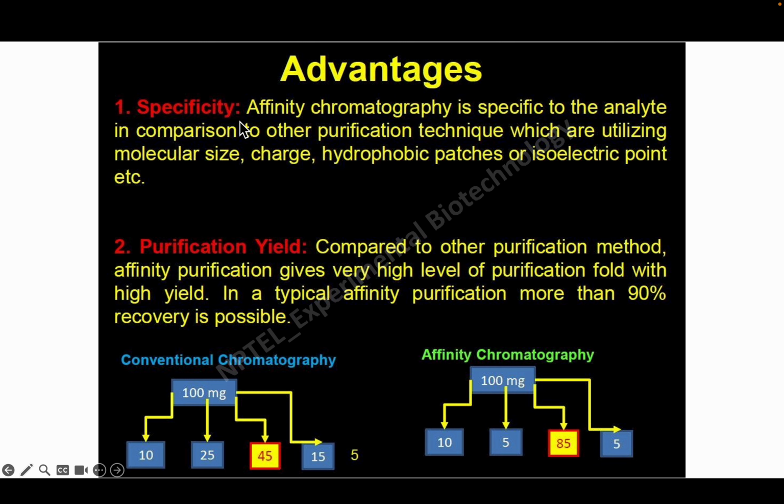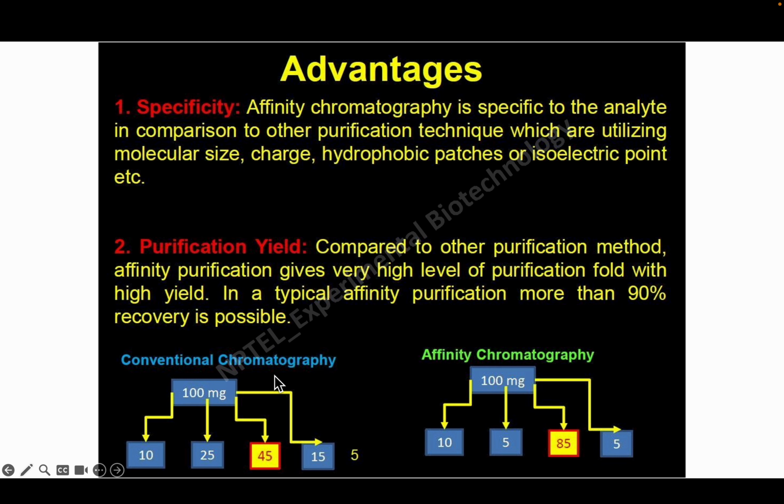Now, advantages. Specificity. Affinity chromatography is specific to the analyte in comparison to other purification techniques which utilize molecular size, charge, hydrophobic patches, or isoelectric point. Purification yield. Compared to other purification methods, affinity purification gives a very high level of purification fold with high yield. In a typical affinity purification, more than 90% recovery is possible.